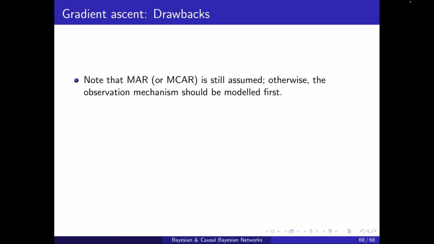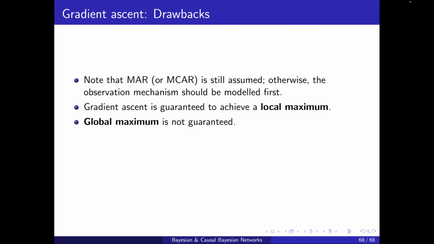Great. Some final notes and some drawbacks as well. Just note that MAR, or MCAR in some special cases, is still assumed. Otherwise, we could not do any of this. We had to first model the observation mechanism. Okay, so the green light for using gradient ascent and also expectation maximization is to assume MAR. Now, gradient ascent is guaranteed to achieve a local maximum, not a global one.